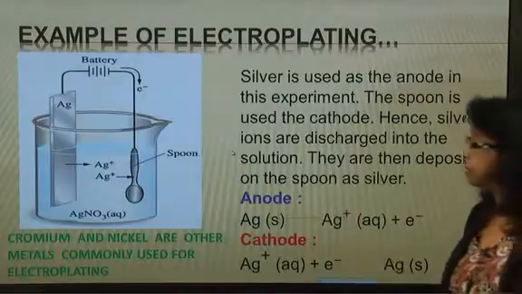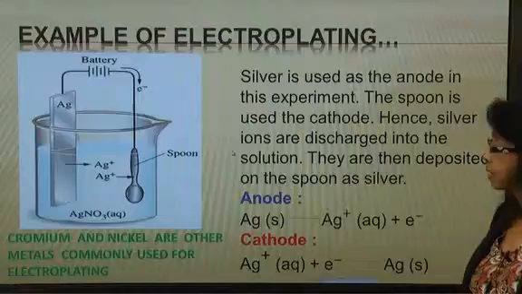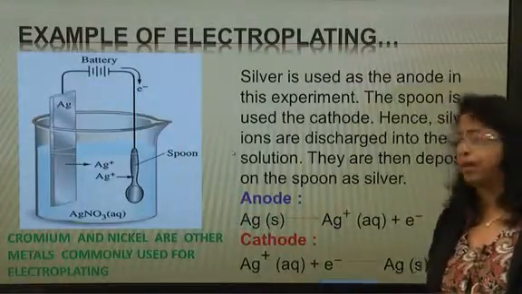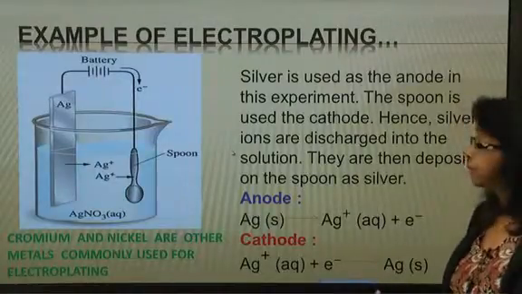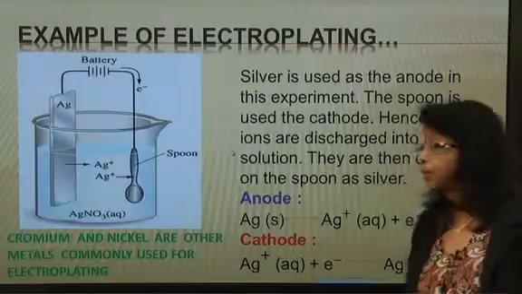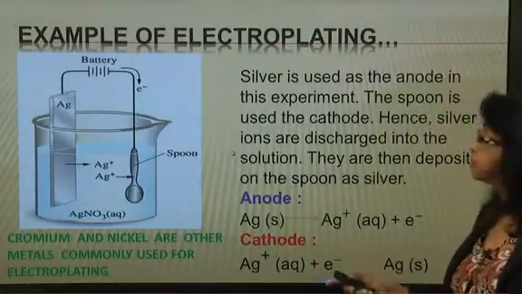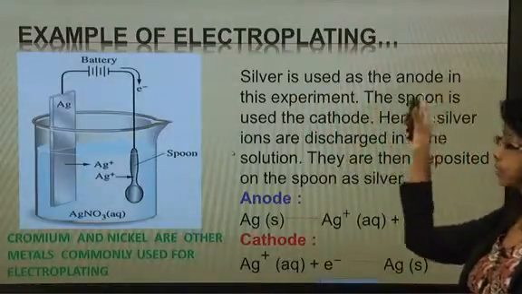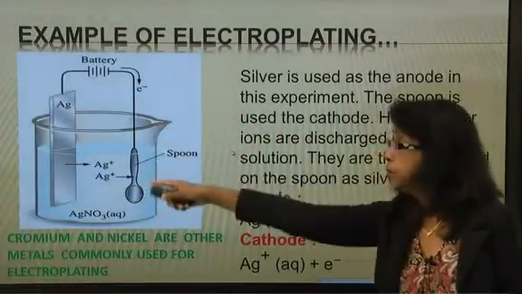Okay, let's look at an illustration of how electroplating is done. Say for instance you want to coat a spoon that is made of iron. Iron spoons are not so attractive, okay? But silver spoons are very attractive. So how do you go about it? Simply by applying the principles that we learned. Silver has to be used as the anode, so a thin piece of silver is used as an anode.